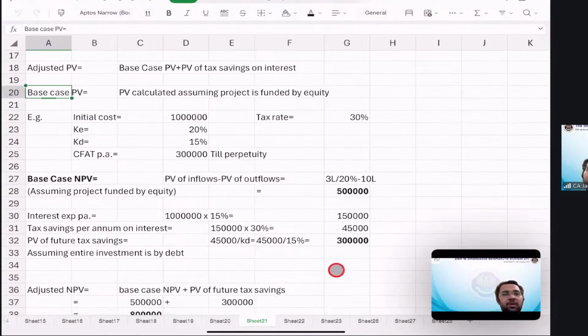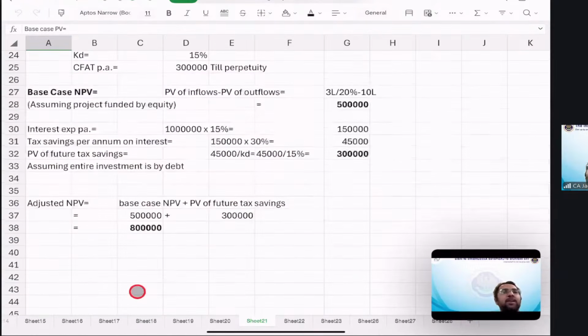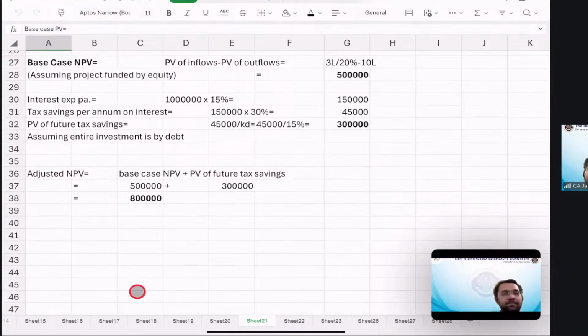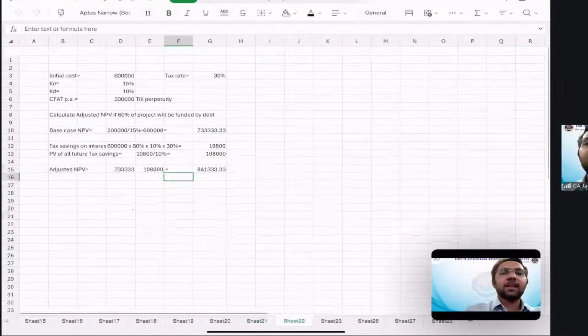So now adjusted NPV is base case plus present value of future tax saving, which is 5 lakh plus 3 lakh. That's going to be adjusted NPV of 8 lakhs. Right, so adjusted NPV is 8 lakhs. So 5 lakh plus 3 lakh, that's going to be 8 lakhs. That's your adjusted NPV. So you calculate the adjusted NPV by taking the impact of debt financing and the tax savings that we get on it.